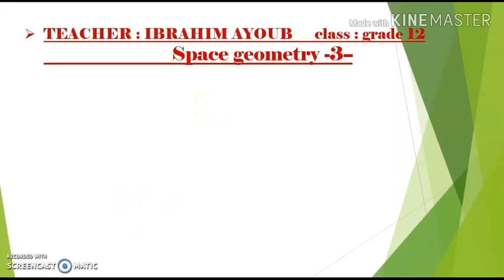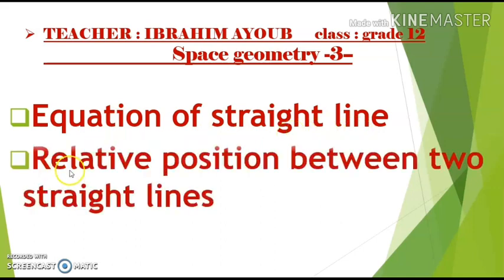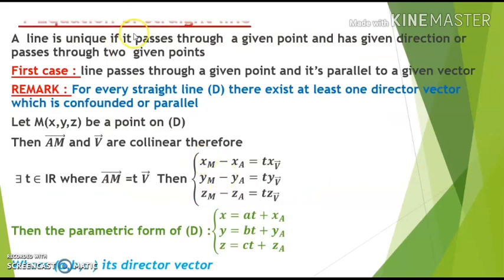Today we will continue our lesson on space geometry by talking about lines in space. The first objective of this video is how to find the parametric equation of a straight line. The second objective is to study the relative position between two straight lines. Now let's start with the equation of a straight line.